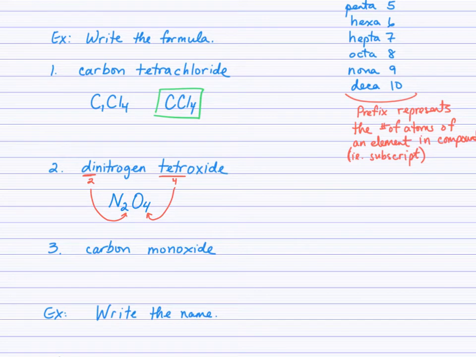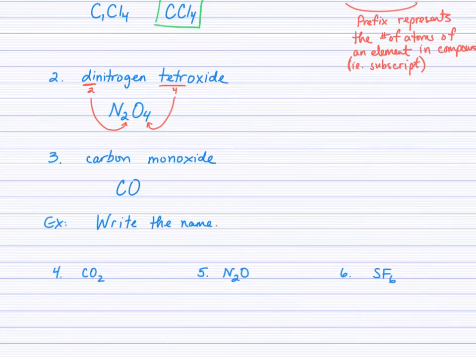Okay, try number 3 on your own. Then check back with the video. Okay, so hopefully you came up with CO. Again, we will not see mono for the first element, so if there's no prefix, you know it's a 1, and monoxide, so we had monooxide and dropped an O, so monoxide, and that means a 1, and so I've omitted the 1s.